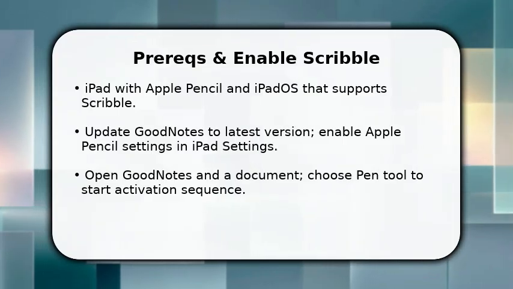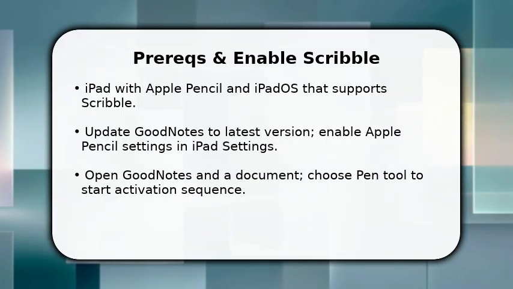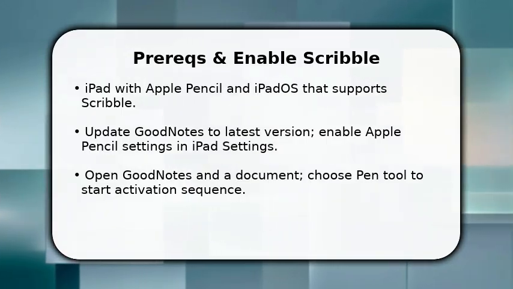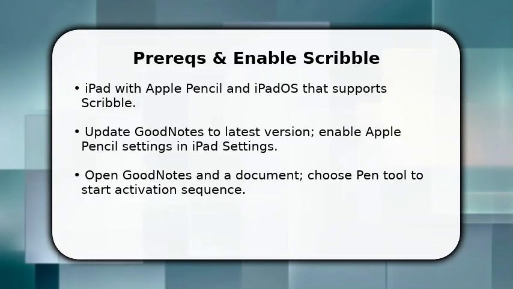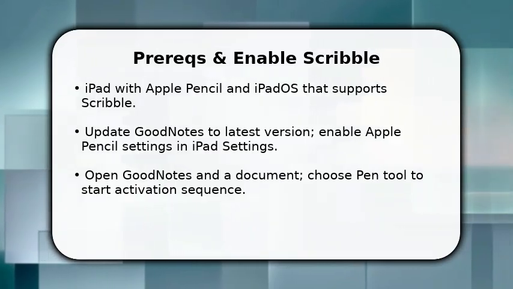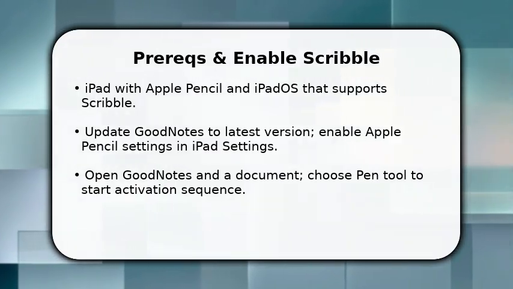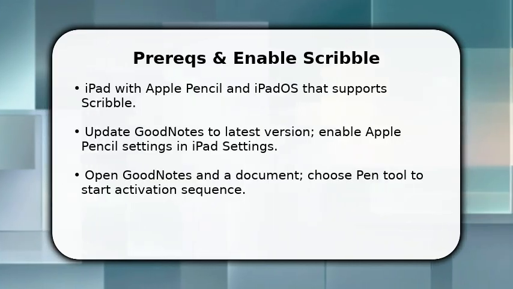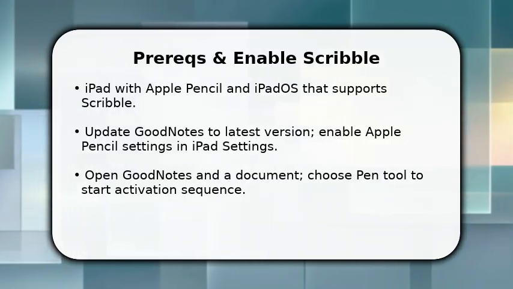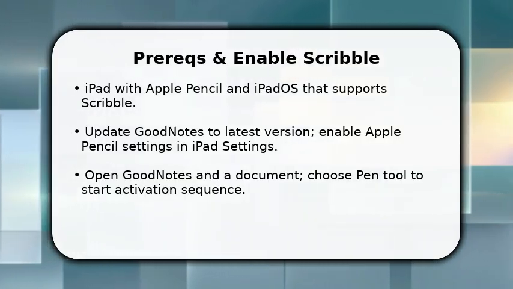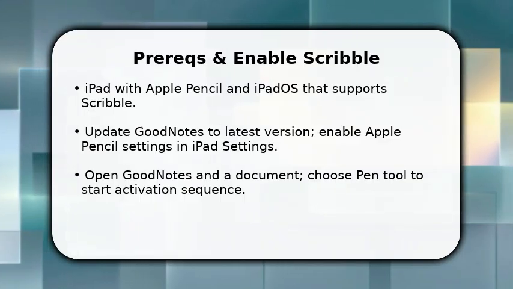You need a compatible iPad and Apple Pencil. Once ready, update Goodnotes and verify iPad OS supports Scribble. Open Settings, tap Apple Pencil, and turn on Scribble so handwriting converts to text system-wide. Then launch Goodnotes and open any notebook. Select the pen tool to ensure the app recognizes handwriting input.